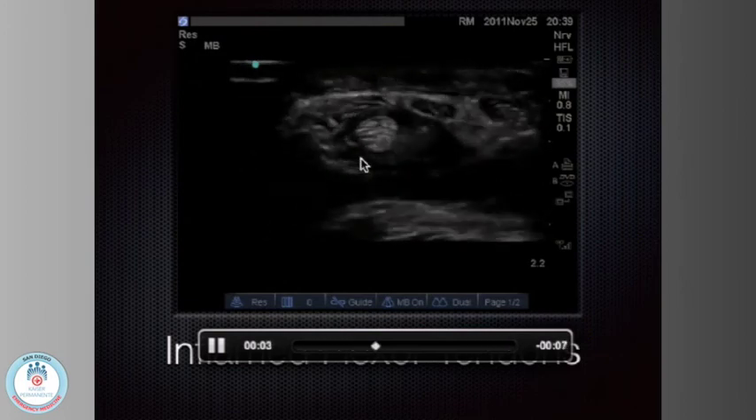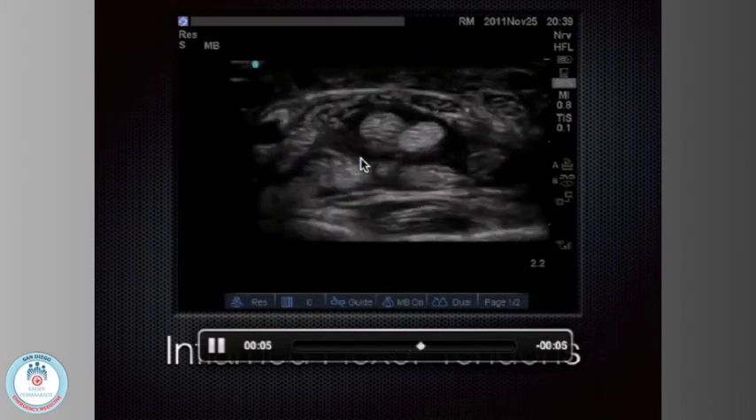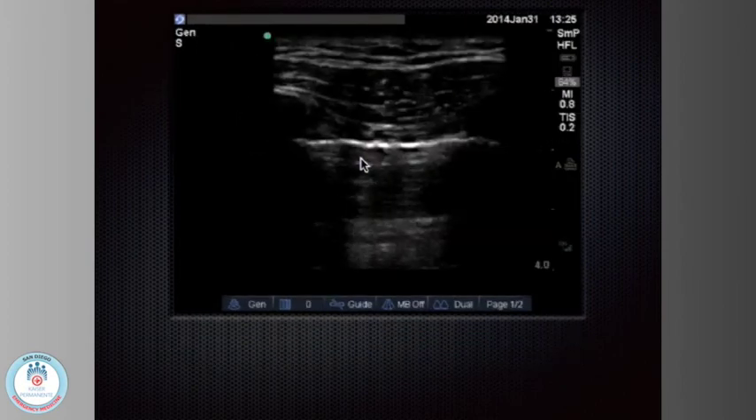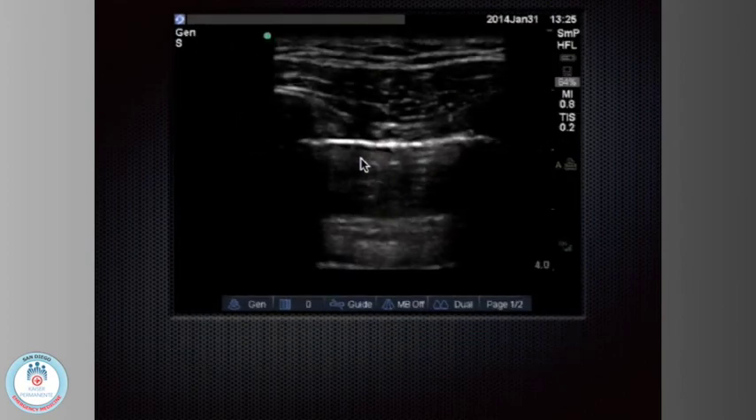If you look at your own tendons right now, you'll see the tendons are pretty hyperechoic, but they don't look that bright, and they don't have all this edema surrounding them. And so that's how you can find all kinds of flexor tendonitis stuff.